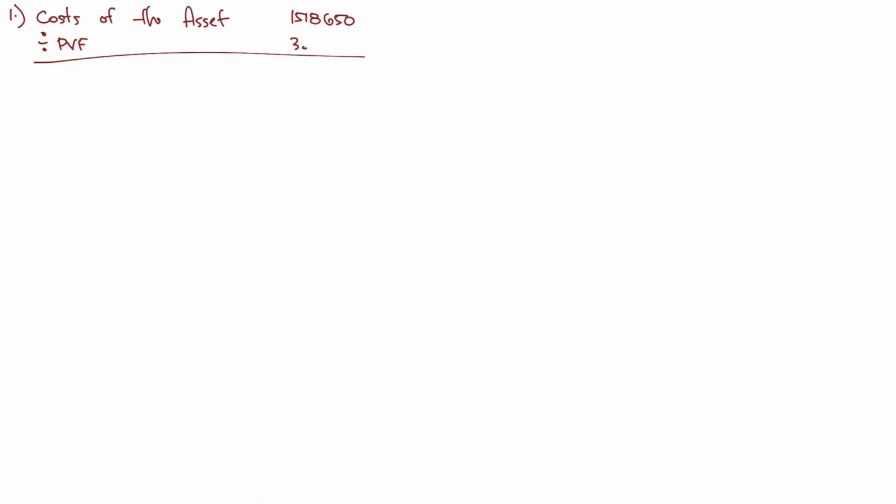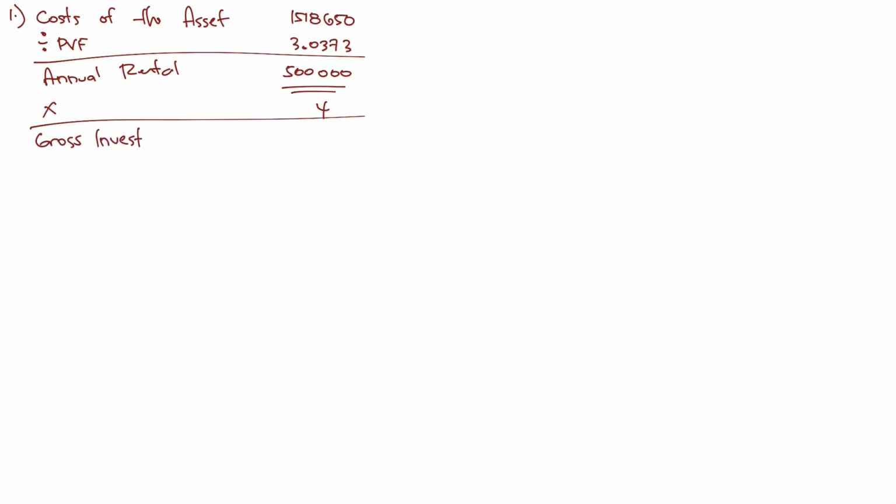So, divided by 3.0373. Or, our annual rental here is magkano? Our annual rental will be equal to 1,518,650 divided by 3.0373, or this is equal to 500,000. Okay? So, yung annual rental na yan, i-multiply mo lang sa lease term, which is 4 years. See to it now na makukompute na natin yung gross investment.